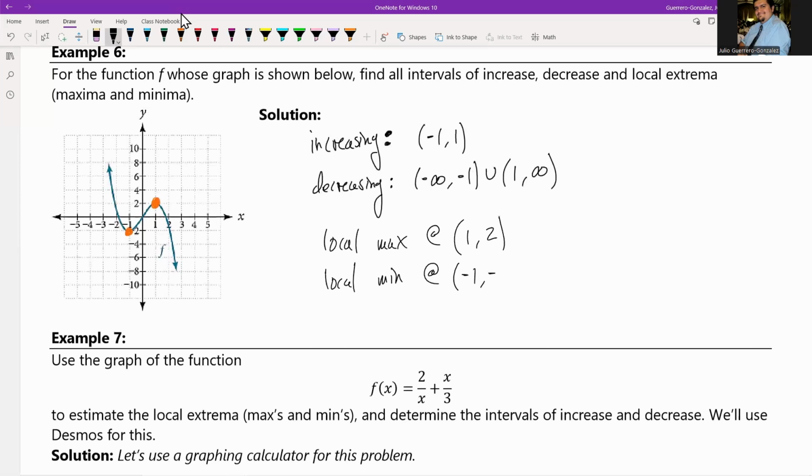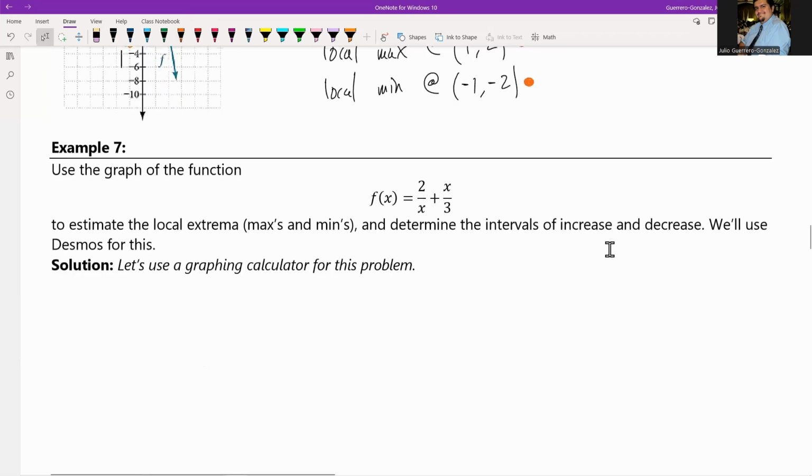At -1, -2. And in this case, I am going to highlight these points. So my purple dot is going to be my local max right there. And my orange dot is going to be my local min right there. Boom. All done. Okay, let's move on.